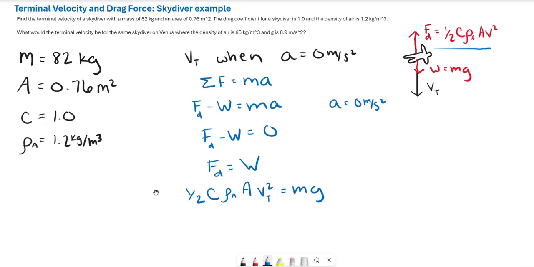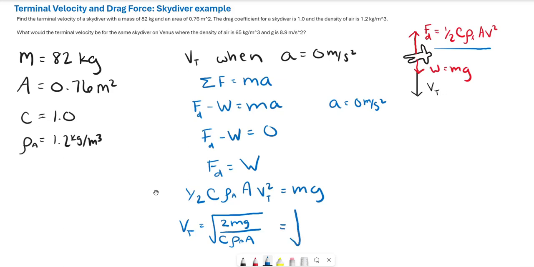So we're going to multiply both sides by 2 and divide by c times the density times the area, and then we're going to take the square root to get the terminal velocity is the square root of 2mg divided by the drag coefficient times density of air times the area. So now we can just plug in everything that we have.